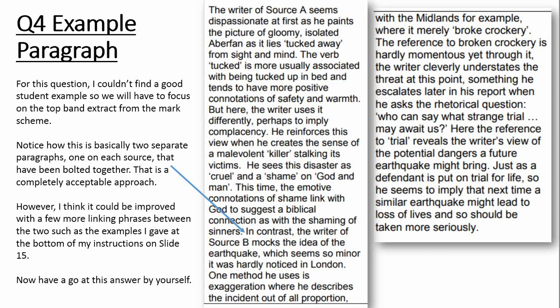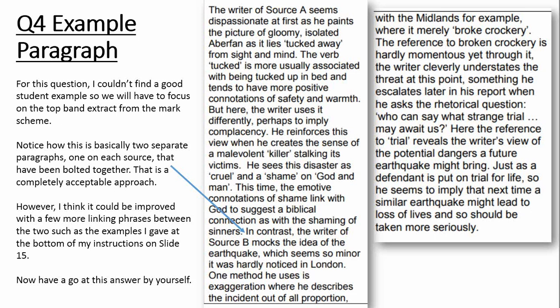So let's just read through this then. The writer of source A seems dispassionate at first, as he paints the picture of gloomy, isolated Aberfan as it lies tucked away from sight and mind. So again, a point clearly linking to the idea of moods and feelings, which sums up the portrayal of Aberfan, and straight away, a short, pertinent quotation.